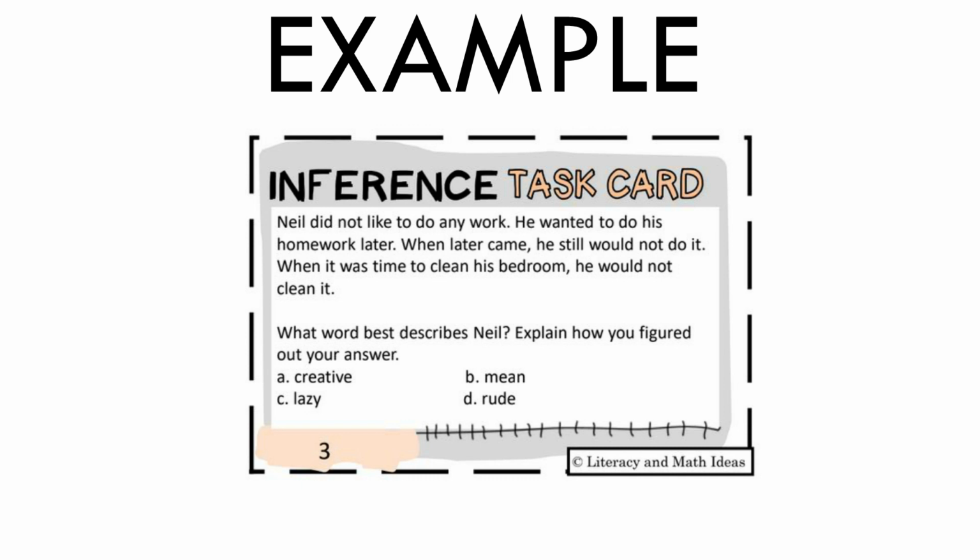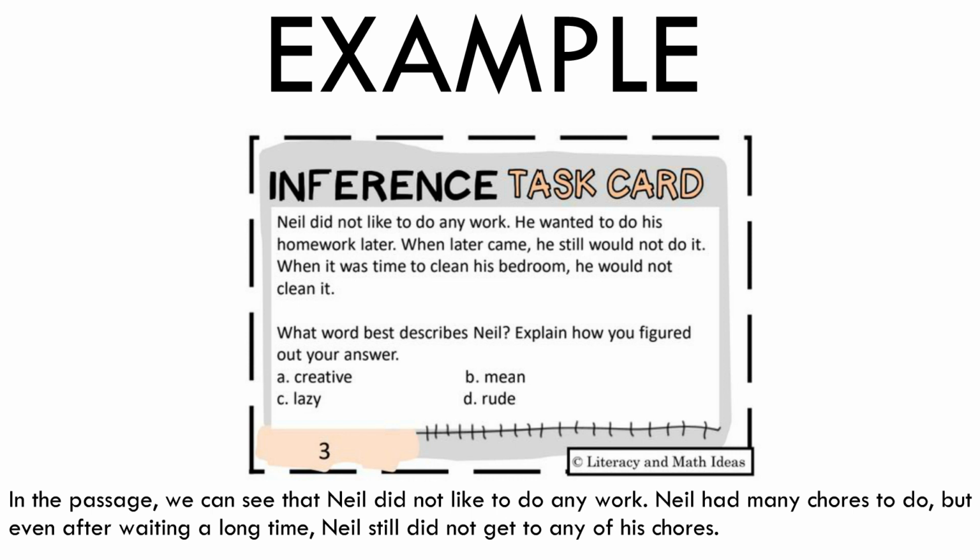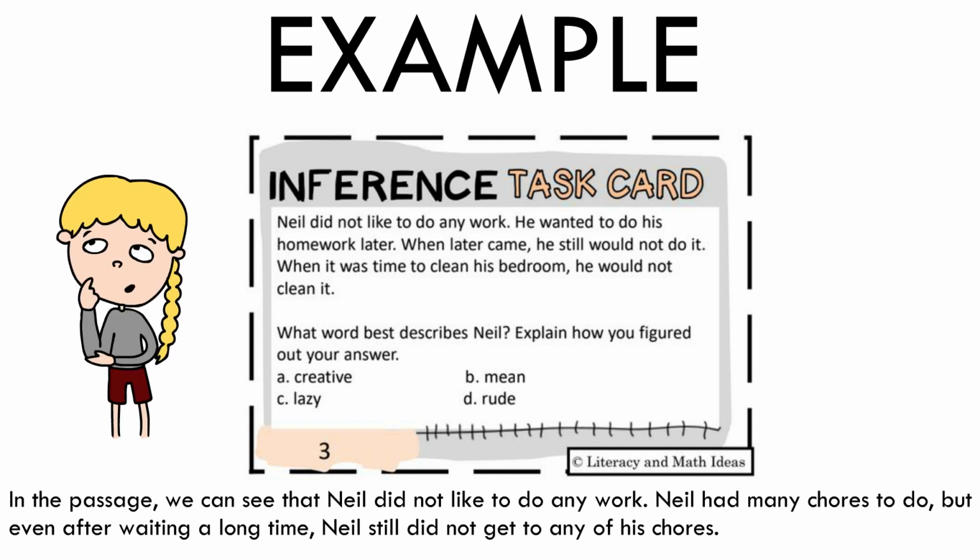We can use what we just learned about inference to solve this example. In the passage, we can see that Neil did not like to do any work. Neil had many chores to do, but even after waiting a long time, Neil still did not get to do any of his chores. If someone does not like to do their work, we can often describe them as lazy. Therefore, C is a correct answer, and our reasoning for finding C also works as an explanation for finding our answer.